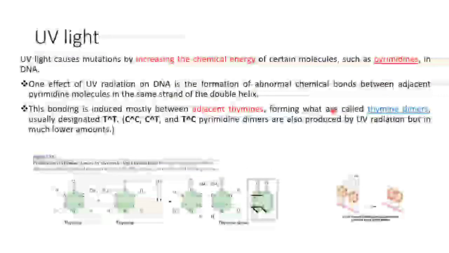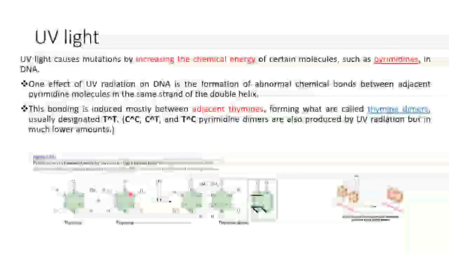UV light, guys, is the specific type of radiation produced by the sun. When it reaches the Earth, guys, we have two types, UVA and UVB. We are most exposed to UV when we go to the beach, or when we walk in the sun. This UV light, guys, has a certain amount of energy which increases the chemical energy of certain molecules, specifically the pyrimidines, which are cytosine and thymine bases in the DNA.